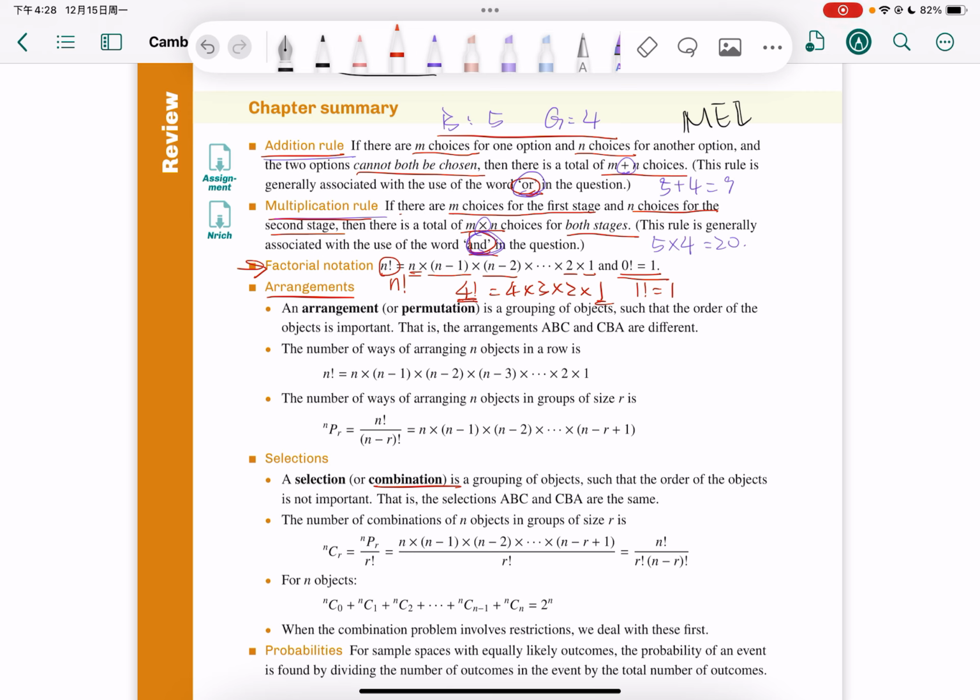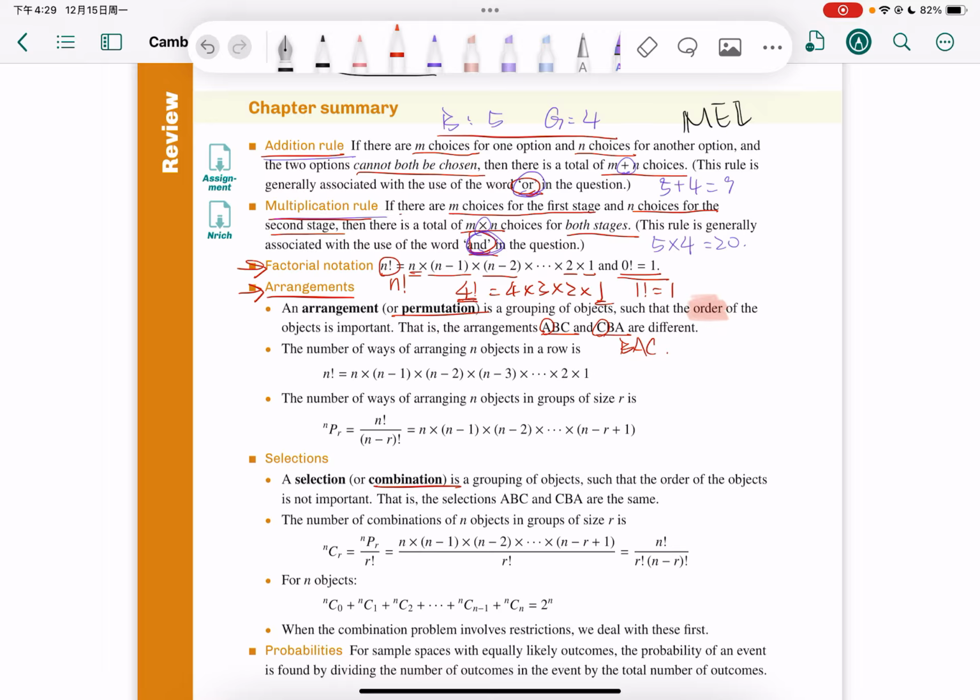Let's move on to arrangements. An arrangement or permutation is a group of objects such that the order of the objects is important. So the order is very important. It's all about how you arrange things, how you put things in order. That is, the arrangements ABC and CBA are different. Whether you put A first or C first, or even BAC, they're all different.